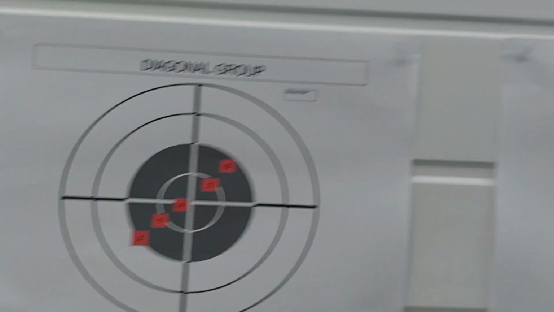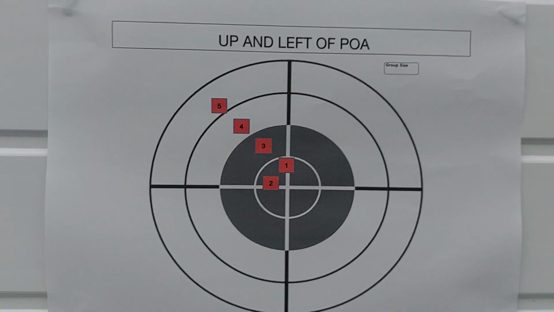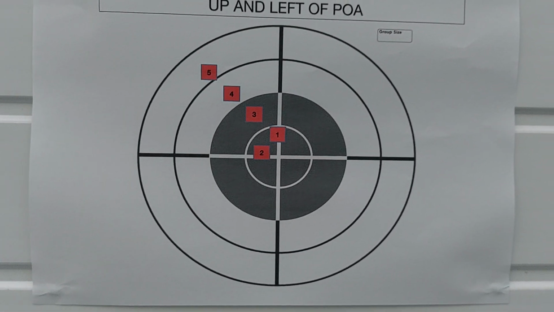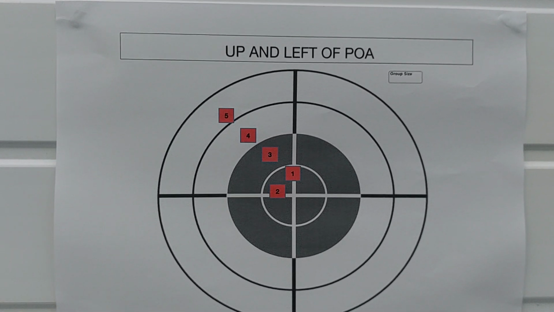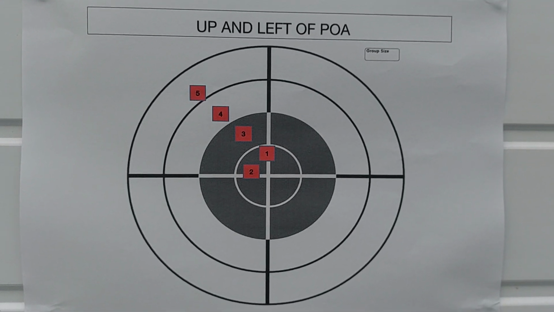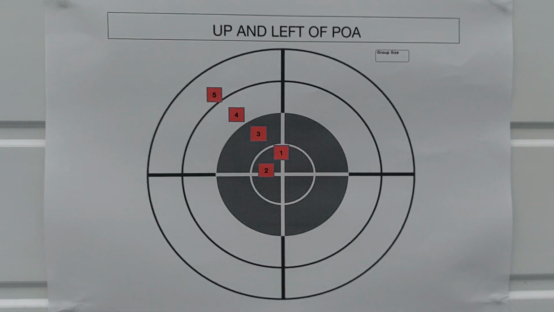Okay, we've come to the last one that I've got for you, and that's the up and left of POA. POA being the point of aim. Point of aim obviously is the center of the target. So what's caused this? You can see that round 1 has struck quite near the center, 2 just below, then 3, 4 and 5 sort of veer off up to the left.